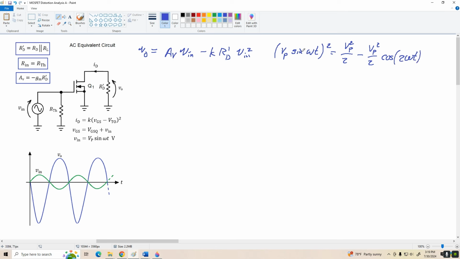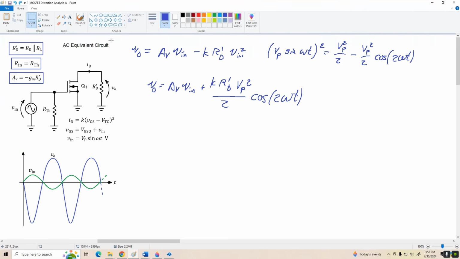t. So when we square this sine wave, we get out a DC term and an inverted cosine waveform that's twice the original frequency. Something that happens here is that this is a DC term, and that's going to get blocked by our coupling capacitor, so we don't need to worry about that. We're just going to carry over this inverted cosine, and what we get then is Vout equals Av times Vin, and since we're subtracting a negative, we're going to have plus K R'D Vp squared over 2 times the cosine of 2 omega t. And there's our output voltage equation for the actual circuit that accounts for the nonlinearity of the MOSFET.